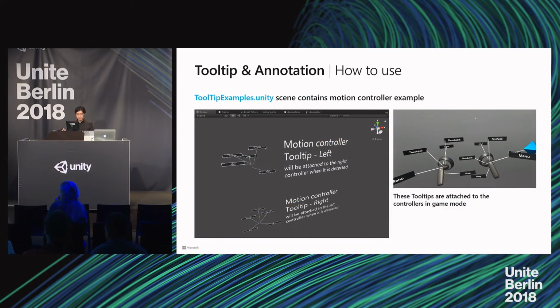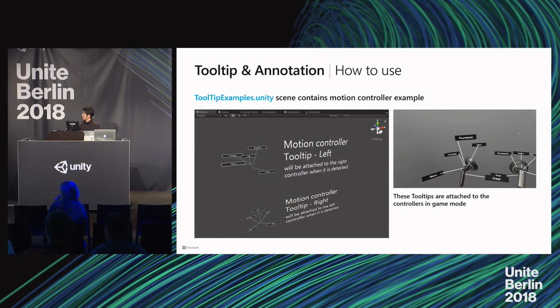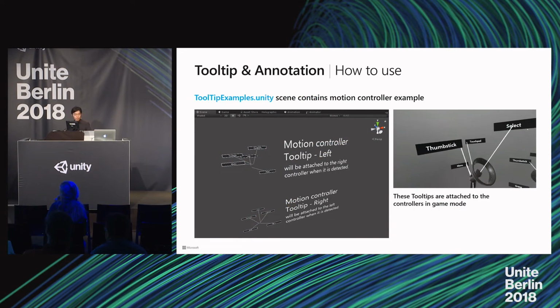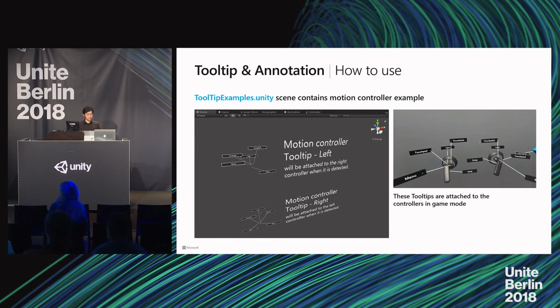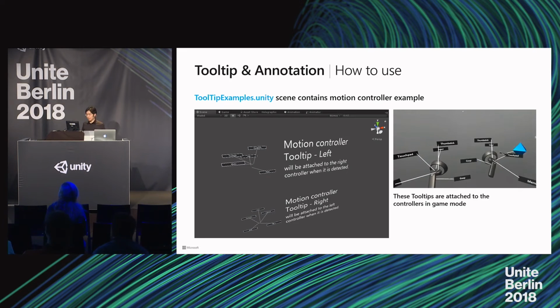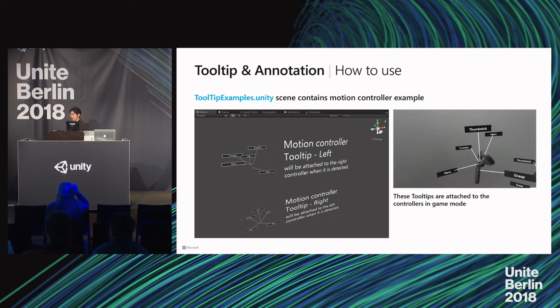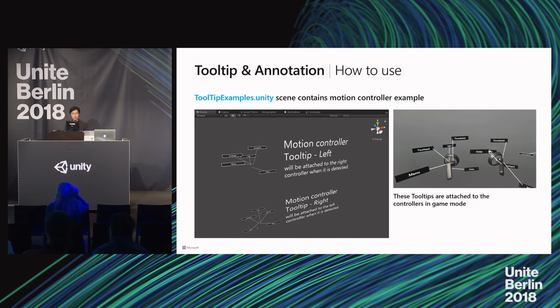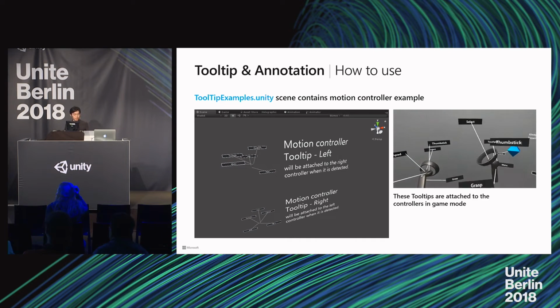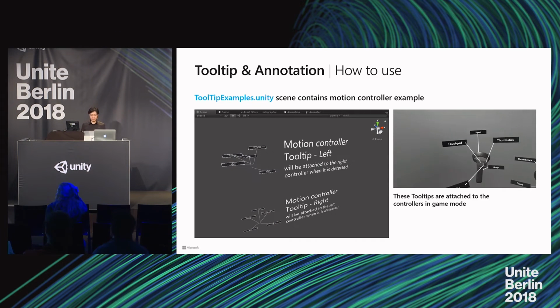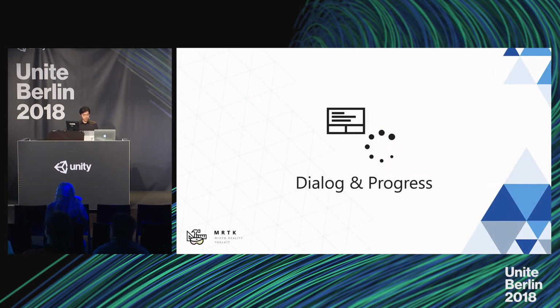And in the example scene, I have also added the layout for this motion controller. This is a template you can use. When in the editor, when the motion controller is detected, it will automatically attach to the left and right controller. Then you can easily update the text for your purpose.